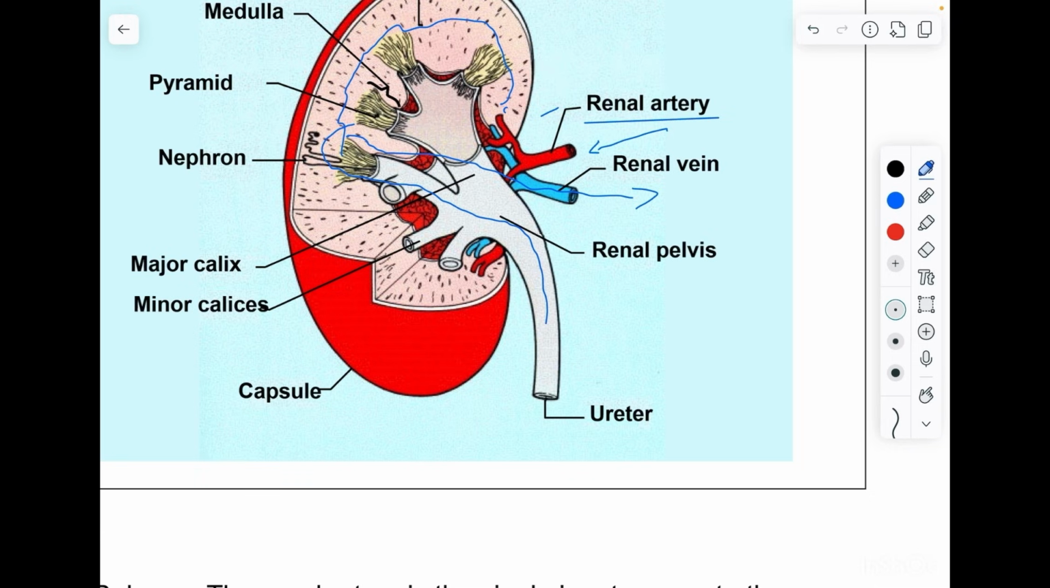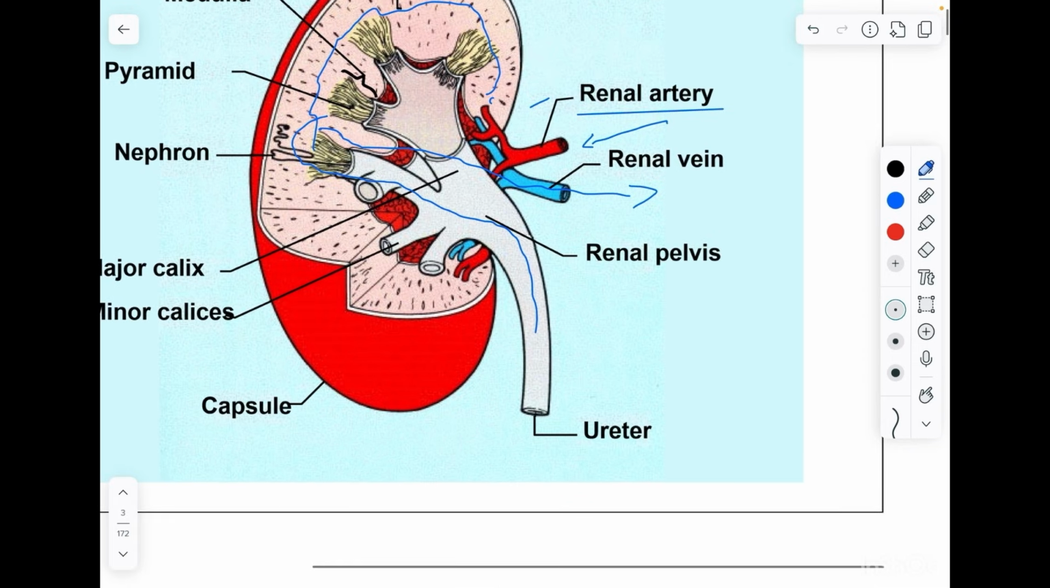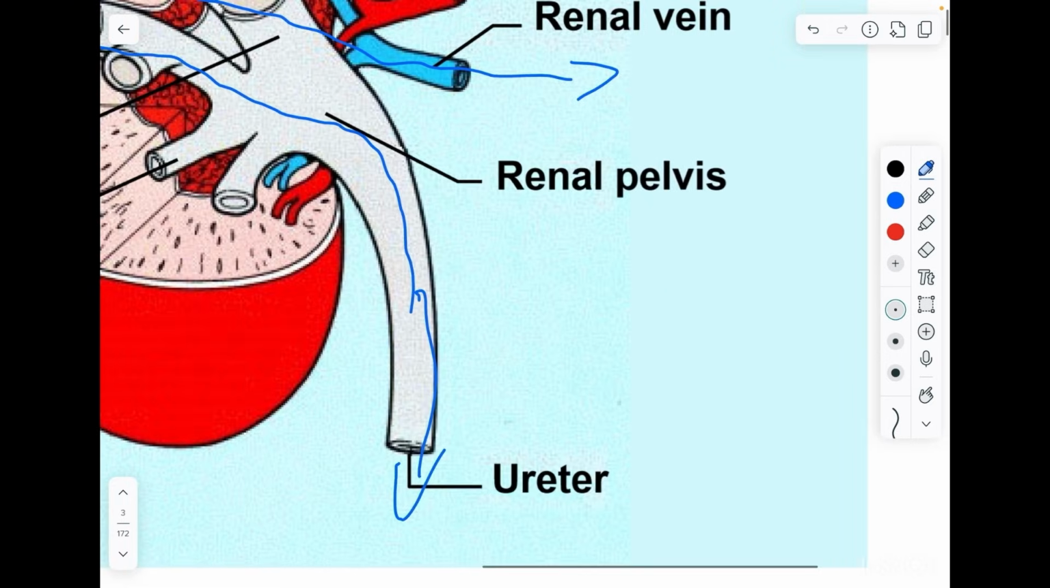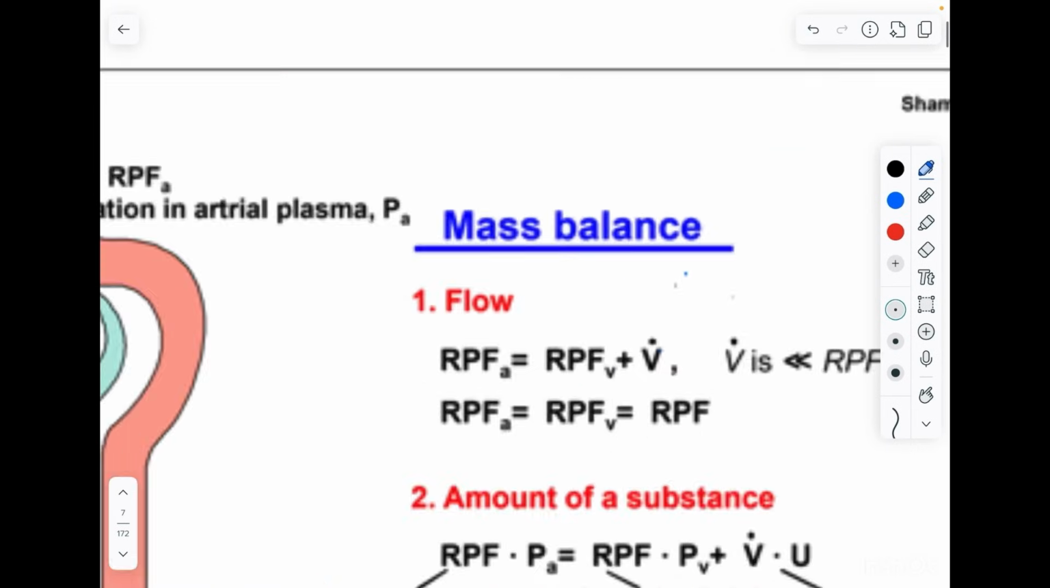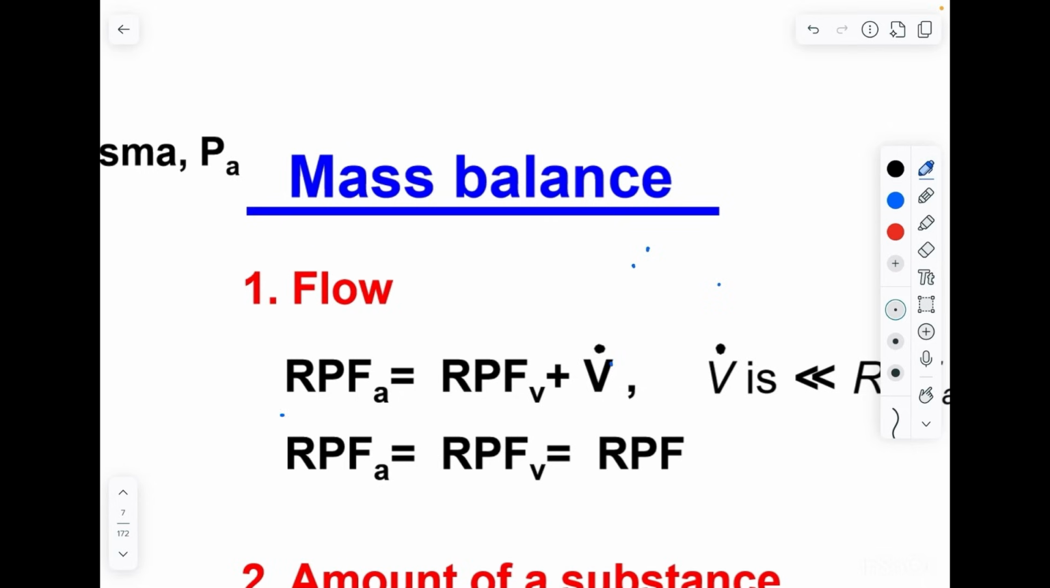So to sum it up, we can say that the blood that's coming from the artery is leaving as deoxygenated blood from the renal vein and as urine from the ureter. So we can interpret a law from this, and this law is this law. As you can see, this is the blood that's coming from the artery, and it's leaving through the vein and through the ureter. Does that make sense?